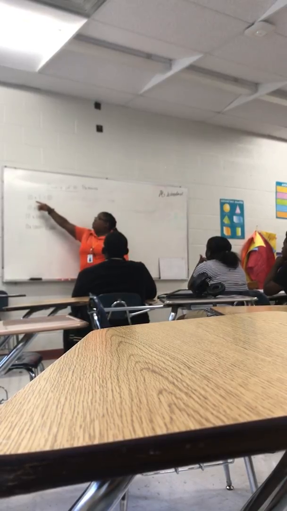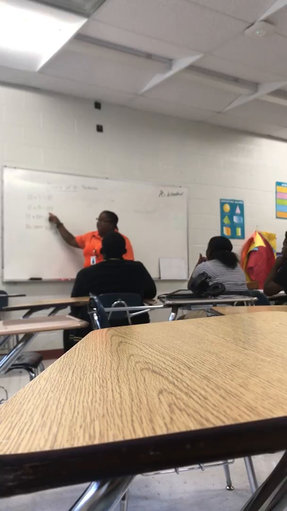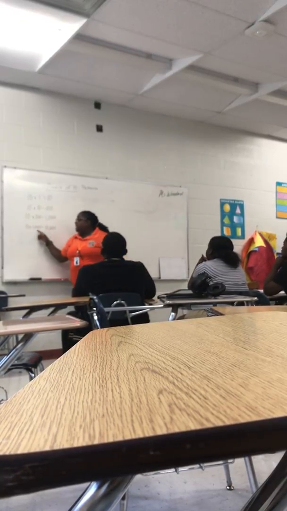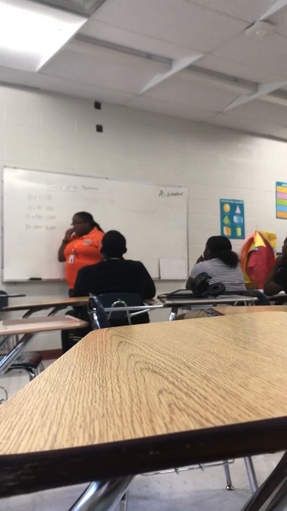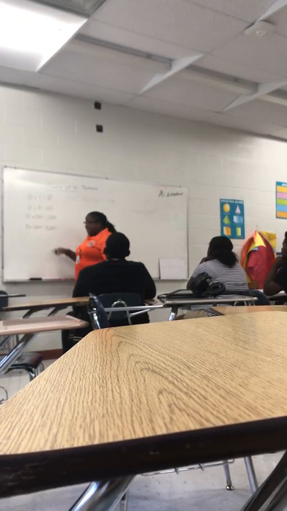So we multiply 10 times 1, we get 10. Then we multiply 10 times 10, we get 100. We multiply 10 times 100, we get 1,000. We multiply 10 times 1,000, we get 10,000.